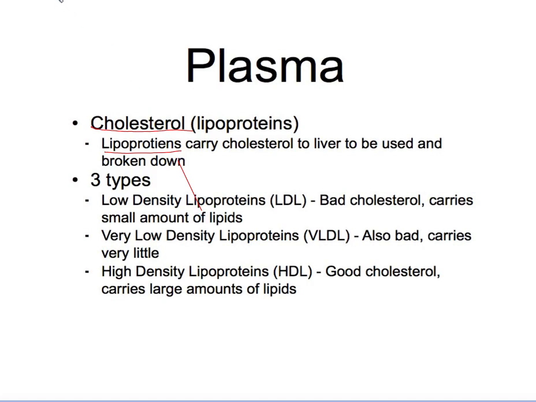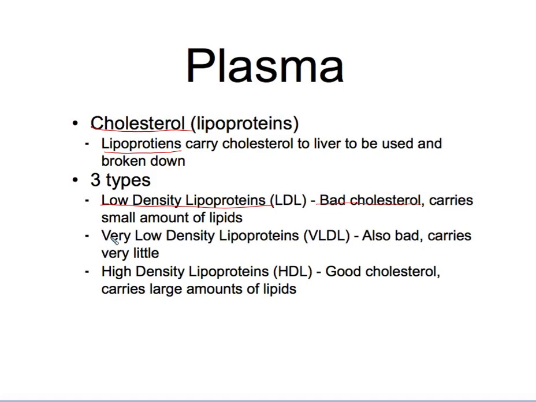Okay, and there are three types of lipoproteins. One, you have a low density lipoprotein, or an LDL. This is your bad cholesterol. This carries a small amount of lipids. This is very inefficient, and so you have a lot of it, which builds up in your blood vessels, which is not good for you.